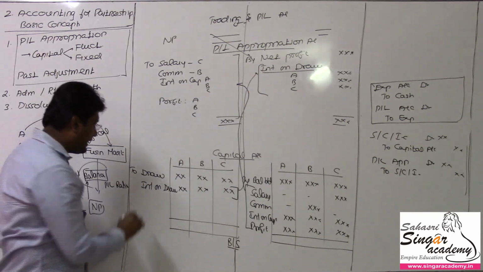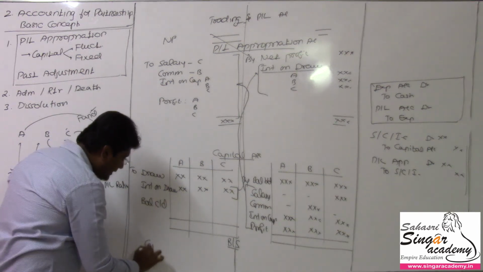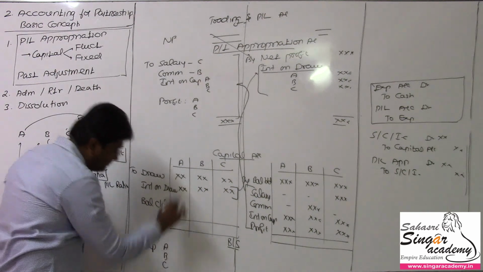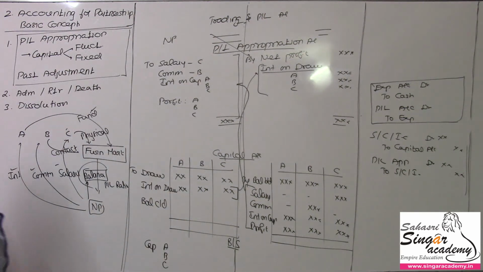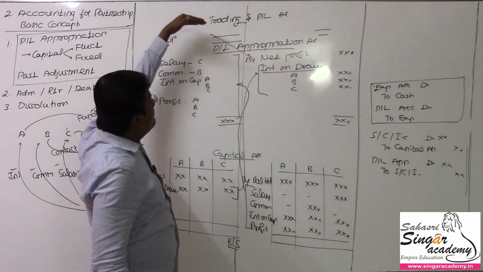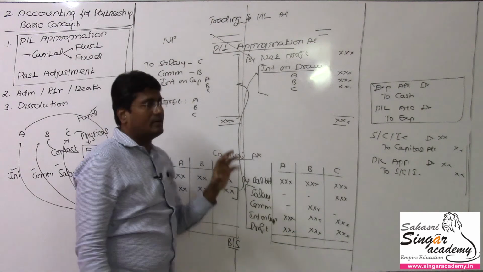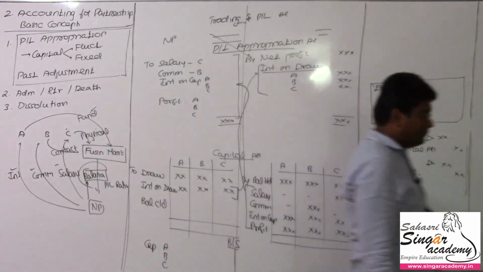Whatever the balance you get is called balance carried down, and will go to the balance sheet as capital of A, B, C. Capital of A, B and C. This is how we can do it. So from the trading and P&L account, you get the net profit transferred here. The net profit is distributed to the partners as per their contributions.